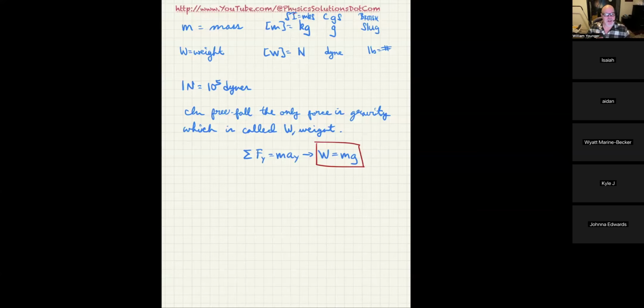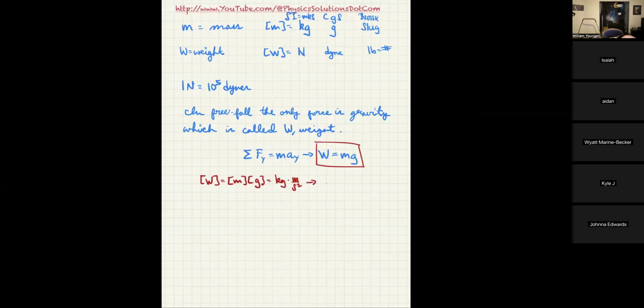So notice how the weight changes from one body to the other, but the mass is in some sense a property of the object and doesn't change. So what is this unit of force? Well, according to this, the weight is equal to the unit of mass times the unit of gravitational acceleration. Well, the unit of mass is the kilogram, and the unit of acceleration is meter per second per second.